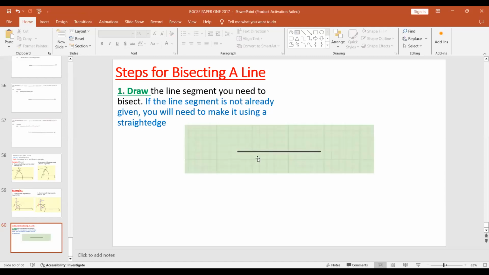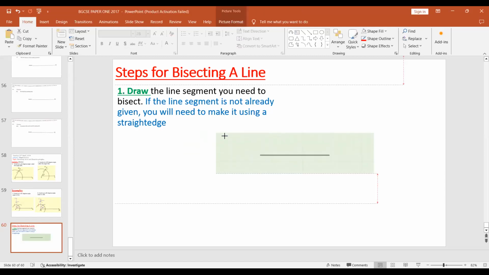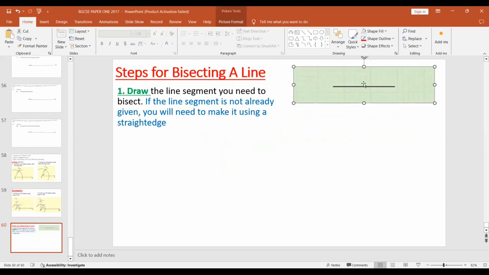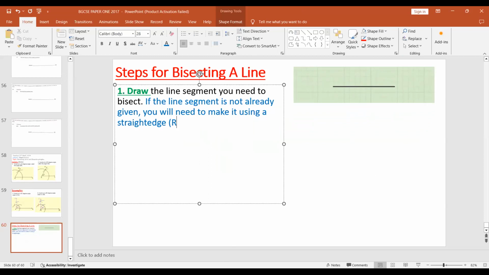So this right here is going to be the first thing that you're gonna do. I'm gonna put the picture right there. You're gonna draw the line segment, and you could label it if you want to. So that's the first thing: draw the line segment that you want to bisect. If the line segment is not already given, then you need to draw it using a straight edge. In our case, we're gonna be using a ruler to draw it.